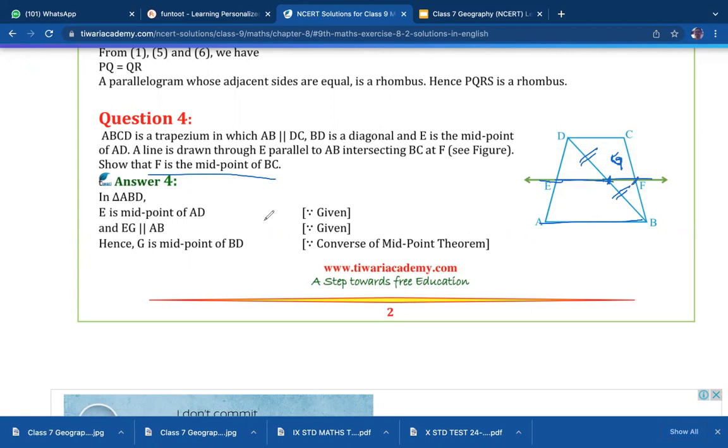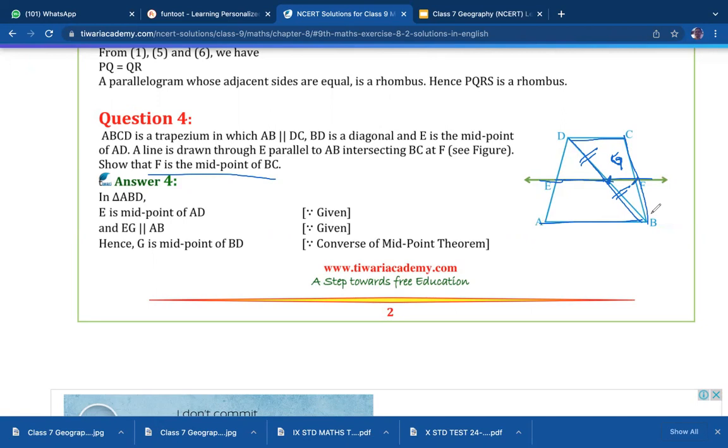Right? Now, let me get back to the other part of the figure. Let me take triangle BCD. In this triangle, already G is a midpoint of BD, and EF is parallel to AB.